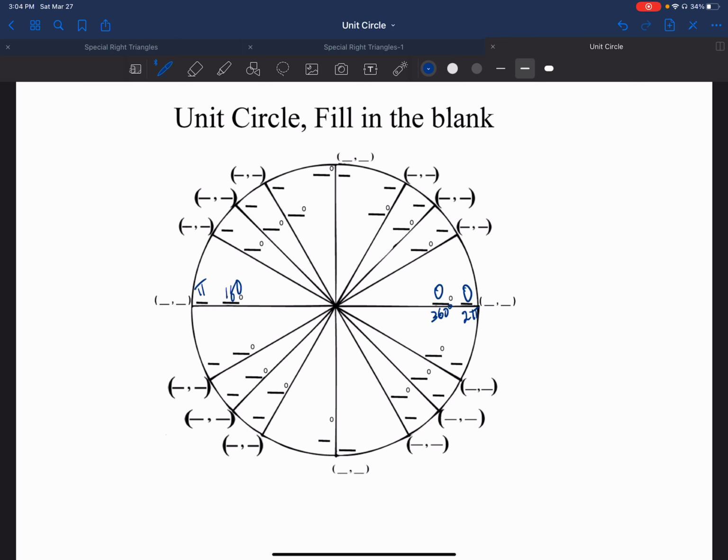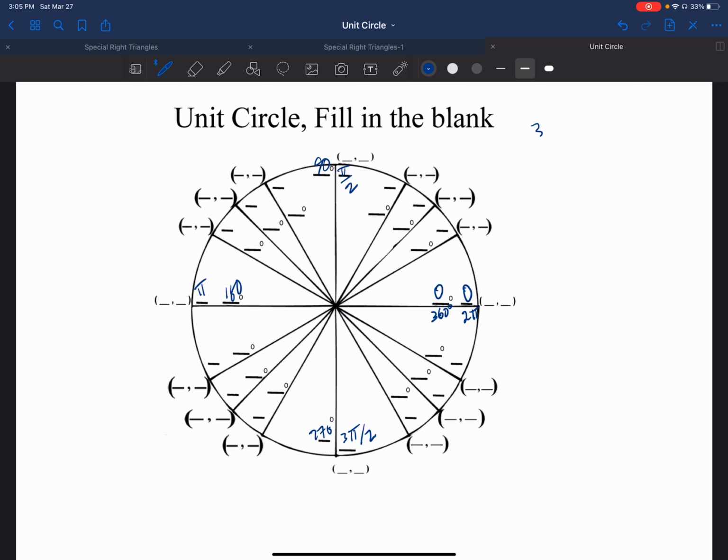If you go 1/4 of the way, you move 90 degrees or half of pi, also known as pi over 2. If you go 3/4 of the way, you move 270 degrees or 3 pi over 2. That's some basic information that we already know. And then we're going to fill in the rest of the spaces with the measurements from the special right triangles.